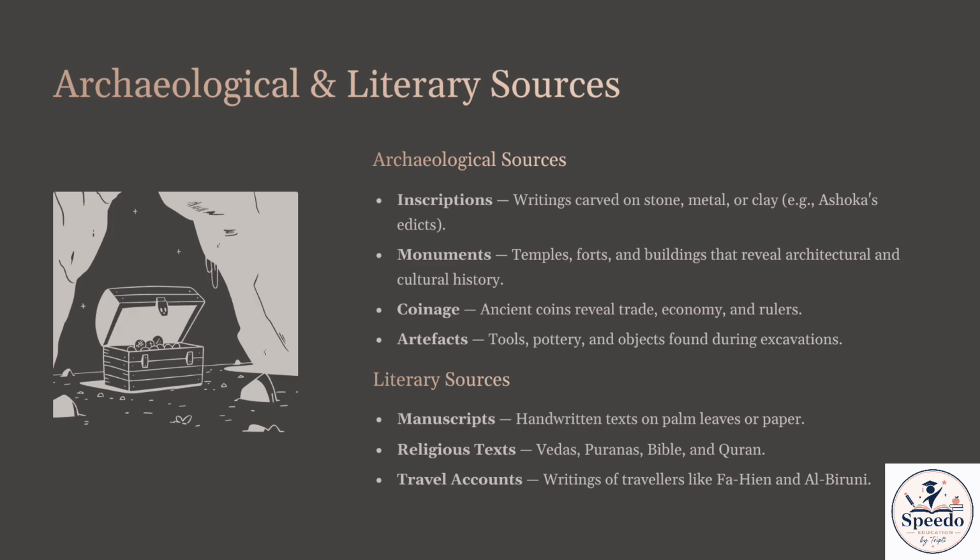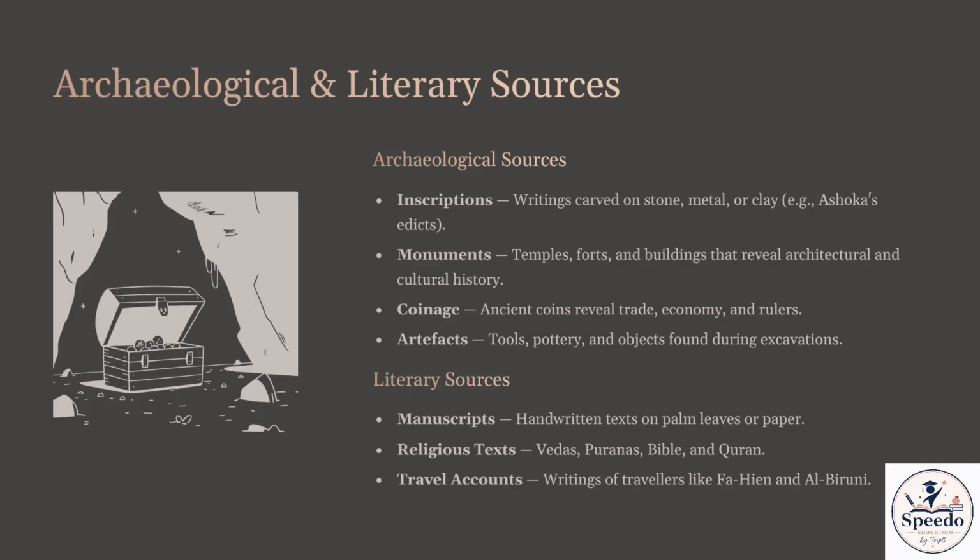A famous example is the edicts of Emperor Ashoka, which provide valuable information about his rule and his message of peace. Another important source is monuments. Temples, forts, palaces, caves, and stupas help us understand the architecture, culture, religion, and lifestyle of ancient civilizations. Ancient coins also reveal fascinating information. They tell us about the ruler, the economy, trade, language, and even the symbols used during the time.